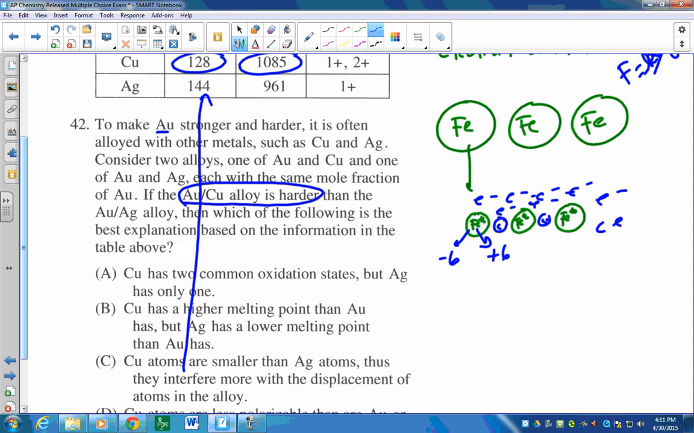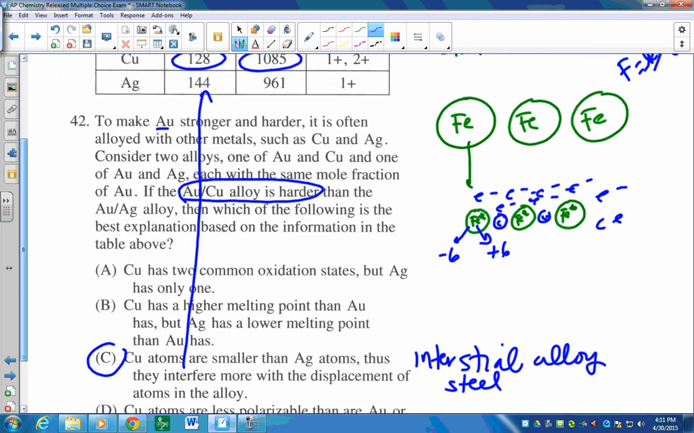That is the answer, because it's this idea of an interstitial alloy, and the most important interstitial alloy is steel, where the atom is smaller and it gets in there.